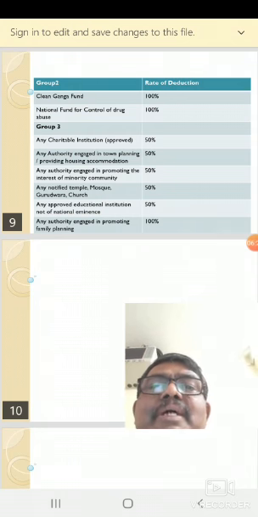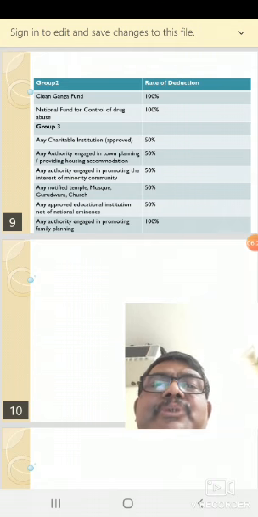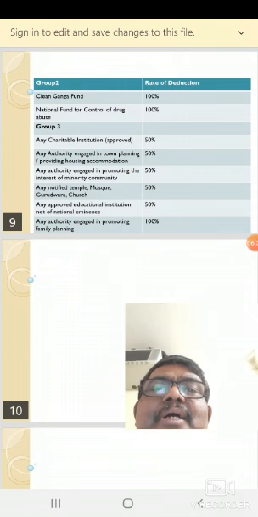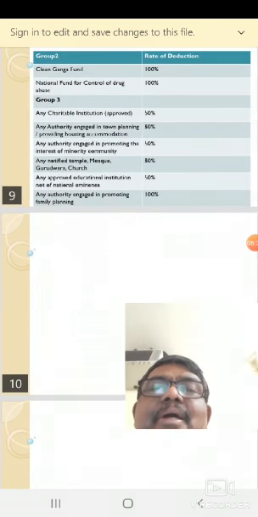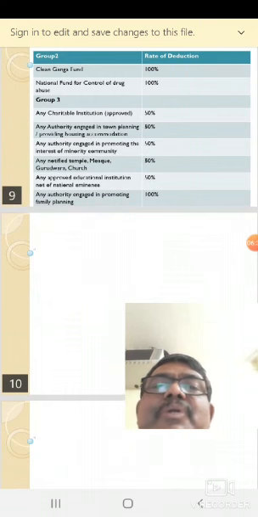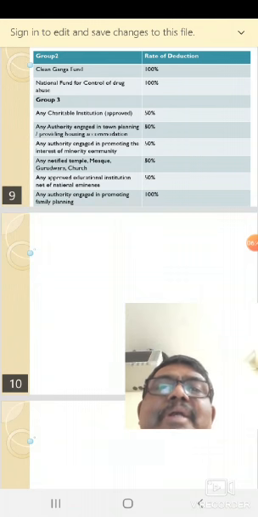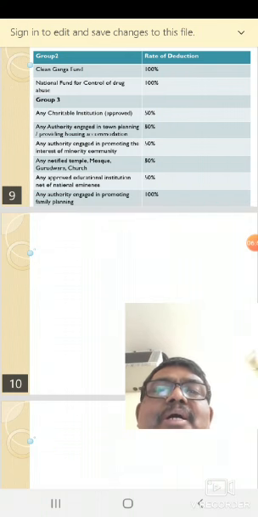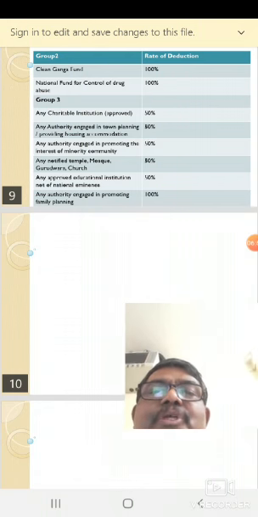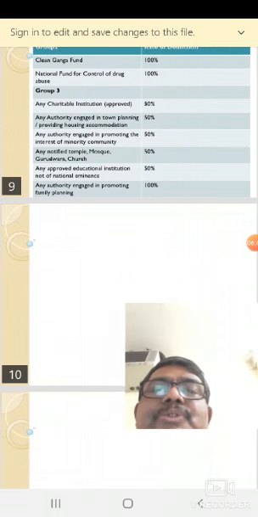And again, in the third group, a donation paid to any charitable institution qualifies at the rate of 50%, and any authority engaged in planning and providing housing accommodation, that donation also qualifies at the rate of 50%, and authority engaged in promoting interest of minority community, that donation also qualifies at 50%. Any notified donation to any notified temple, mosque, gurudwara or church, that also qualifies 50% for deduction. Again, any approved educational institution not of national eminence, that also qualifies at the rate of 50%.